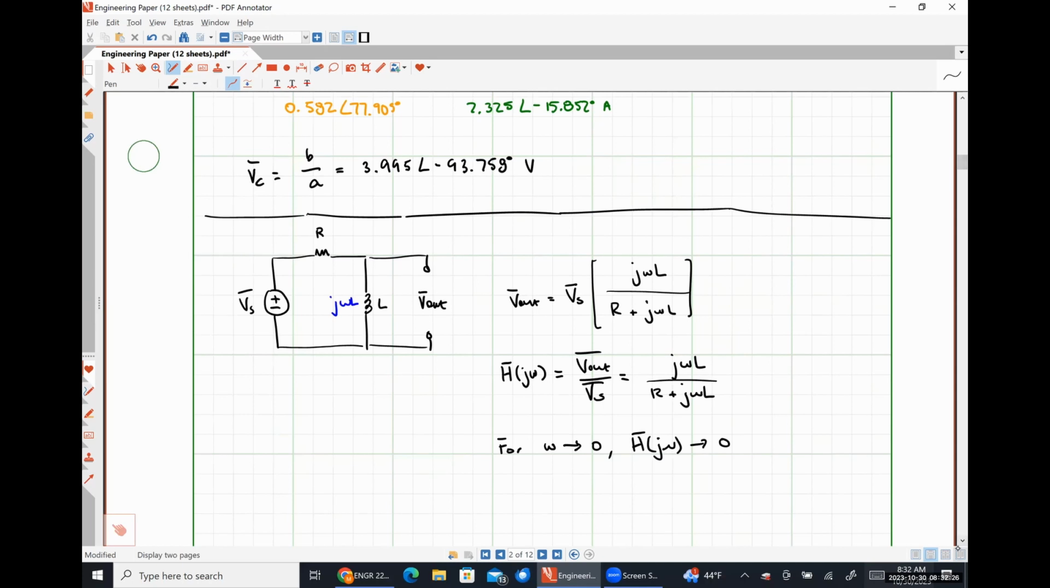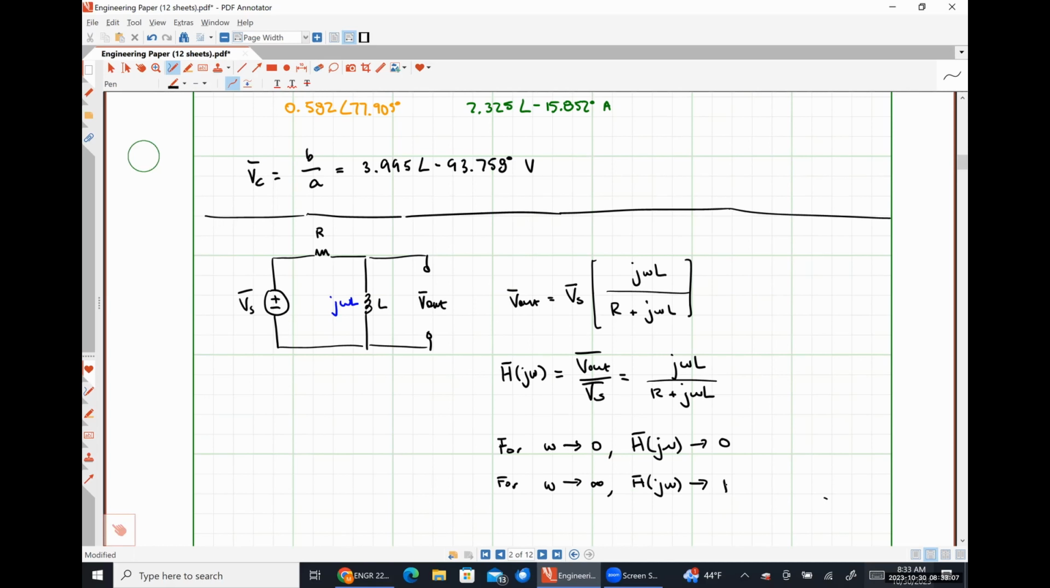Now, instead, let's consider what happens when omega gets very, very large. Well, we would have j omega L divided by j omega L, essentially. So our transfer function approaches 1. So for very, very high frequencies, practically all of our input signal gets passed to the output. This is what we would call a high pass filter, right?